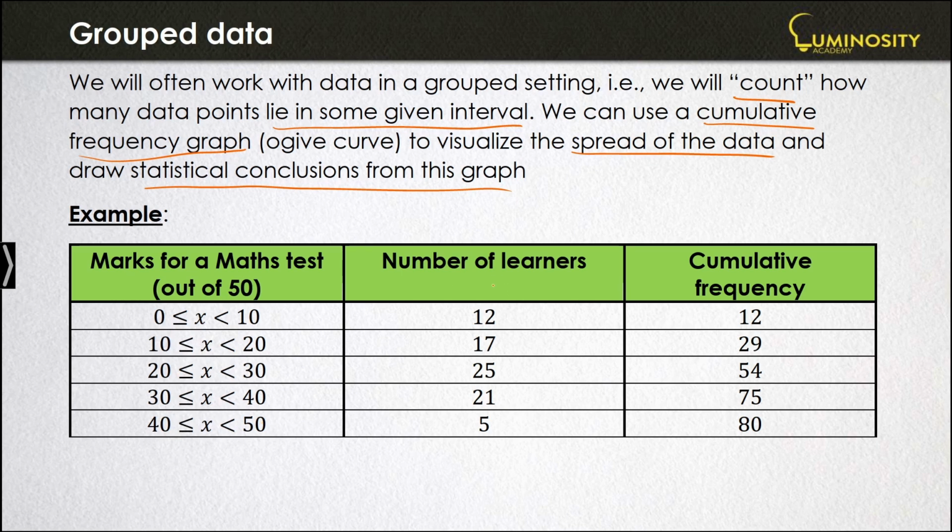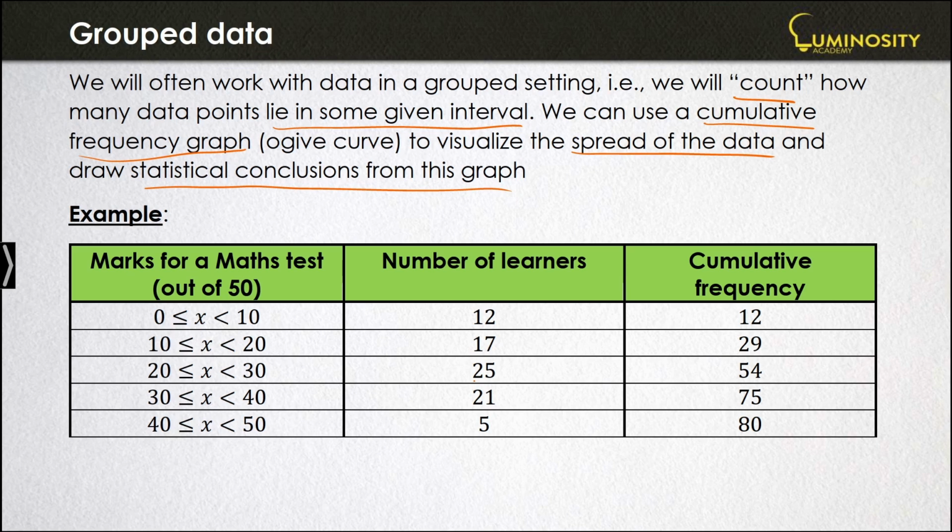And on this table here, you have the number of learners that are within that specific interval. So the number of learners that scored between 0 marks and 10 marks are 12 learners. Within that same class, the people that got between 10, including 10, but less than 20 out of 50, that was 17 of the learners, and so on.